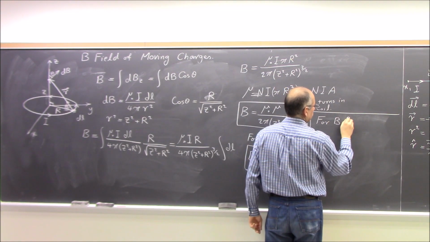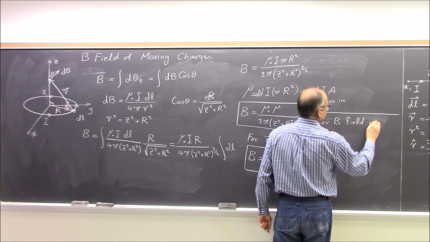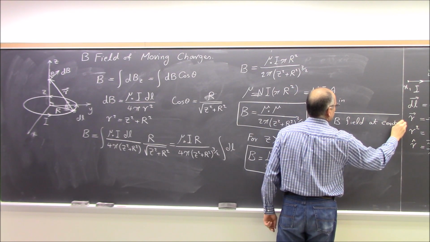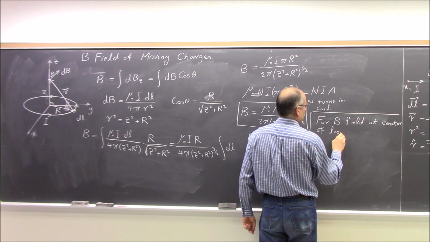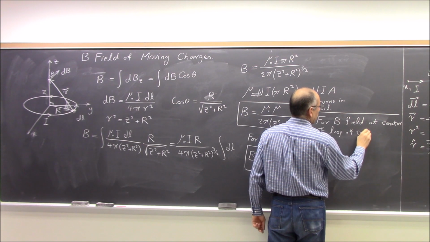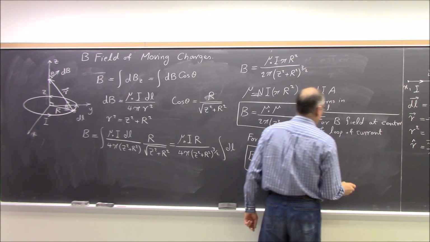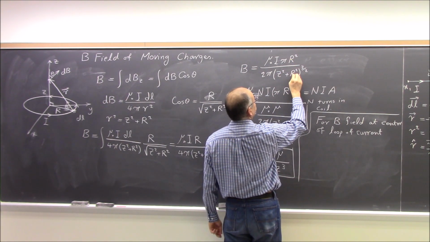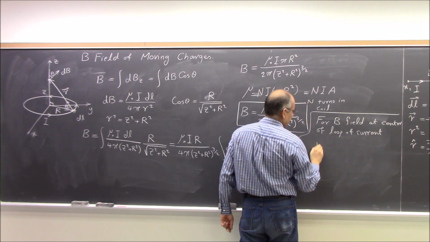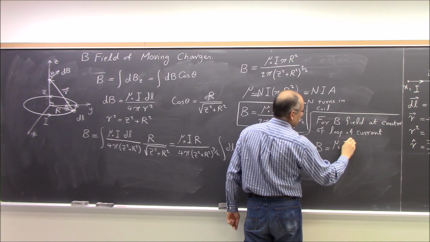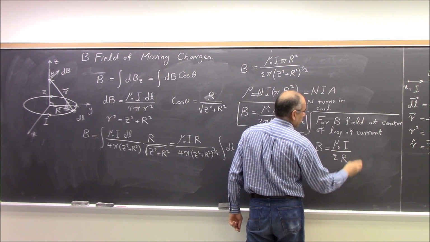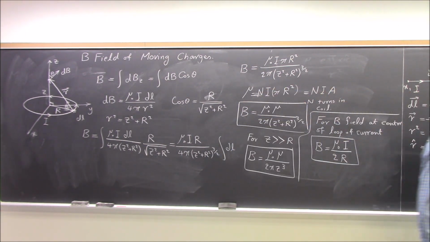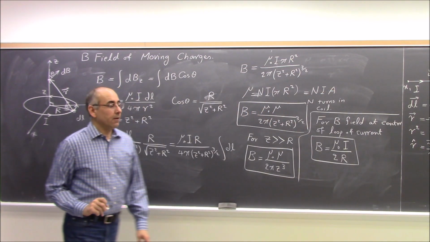So let's say for B field at the center of loop of current, you use this one and put z equal to 0. You get r squared, r cubed, r cancel, pi cancel, you get B equal to mu naught I over 2r. Compared to that result, you see for the wire is mu naught I over 2 pi r. Here we have mu naught I over 2r. r is the radius of the loop.